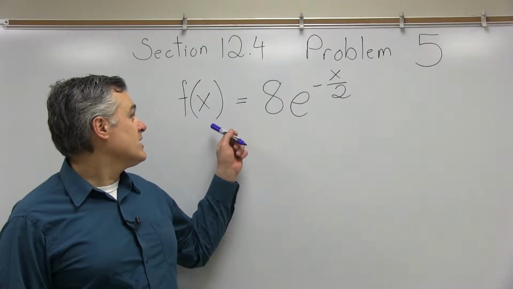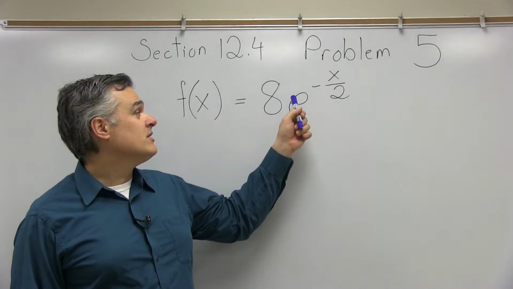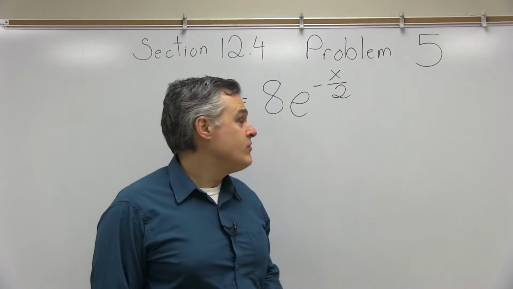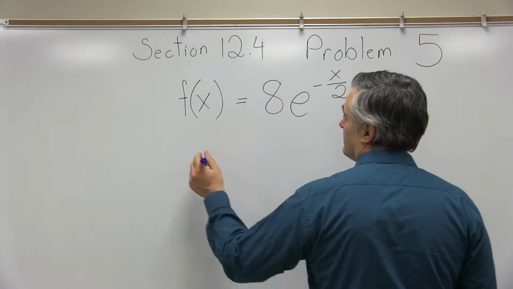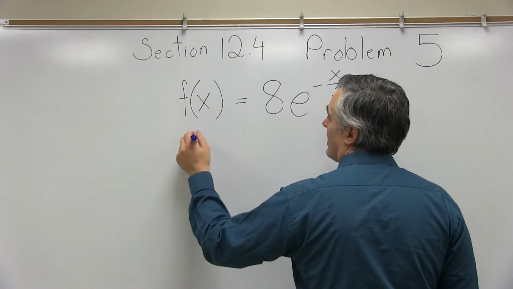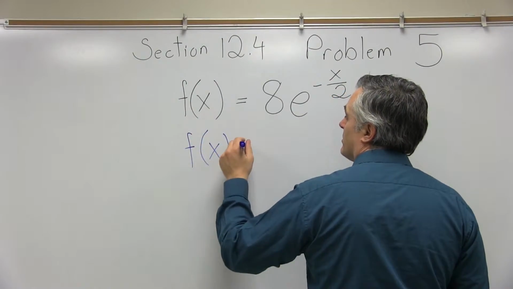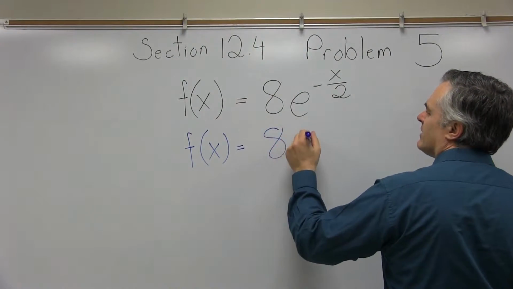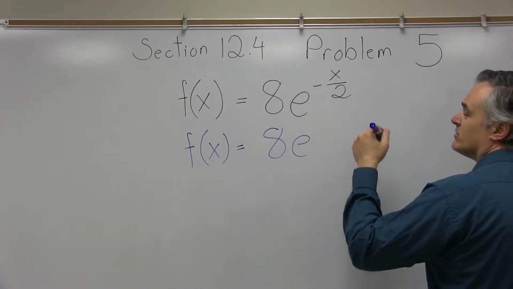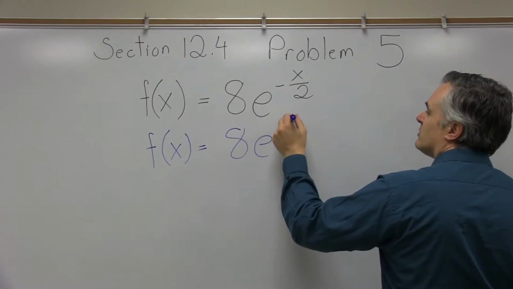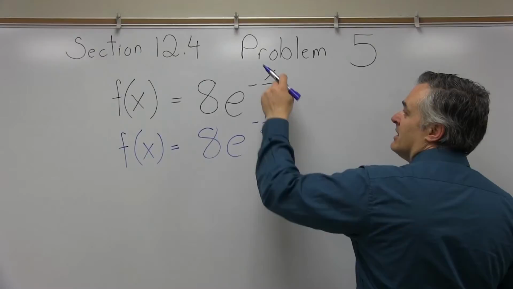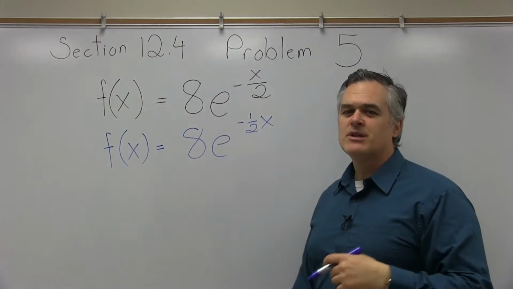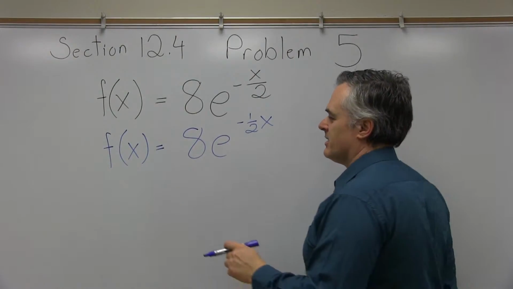We have a function f of x equals 8e to the negative x over 2 power, and we want to find the derivative of that. So it is basically an e to some stuff type of formula, but before I get into solving the derivative, let me just rewrite it a little bit. 8e, instead of negative x over 2, I can also write negative 1/2 x. Negative x over 2 is exactly the same as negative 1/2 x, but that's going to make it a little bit easier to fill in my formula.